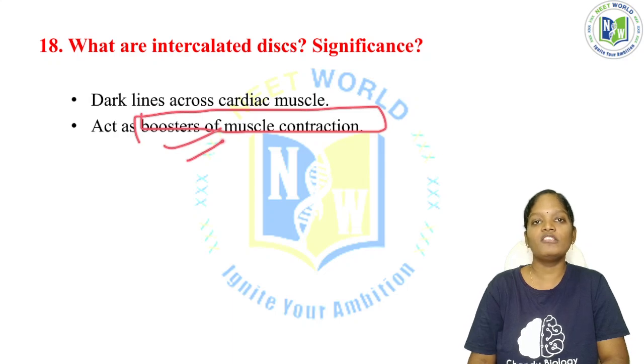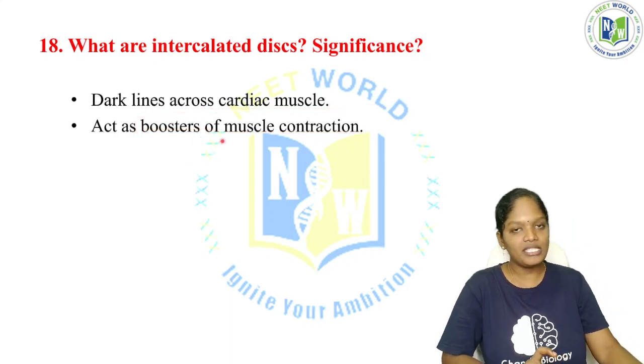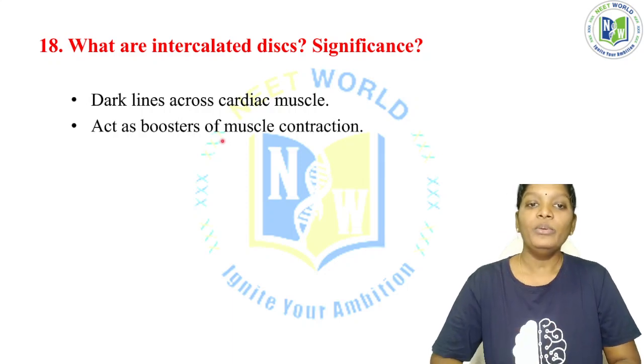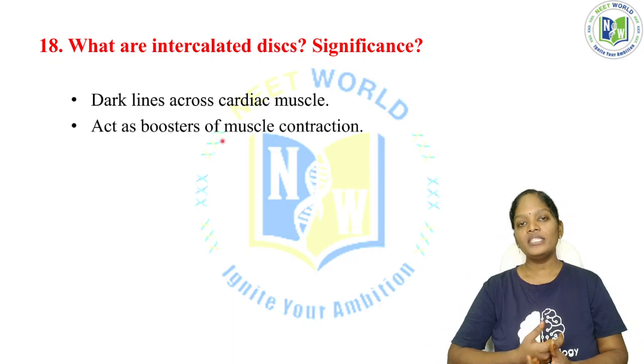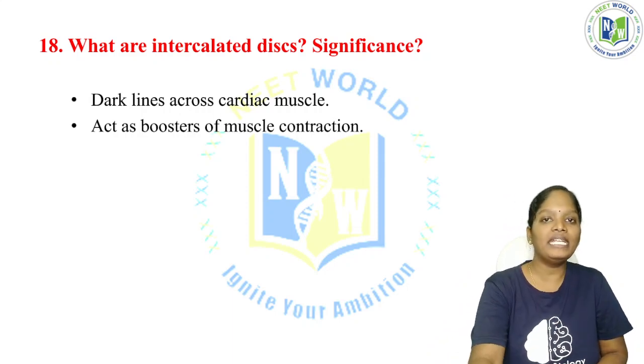Because we know that the cardiac muscle has the capacity to contract and relax. Now this cardiac muscle acquires the property of contraction. How? Because of the presence of the intercalated disc.